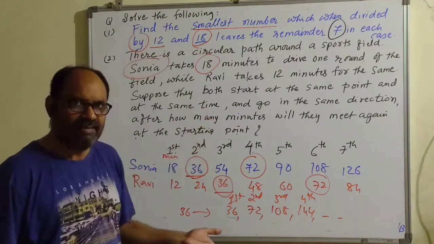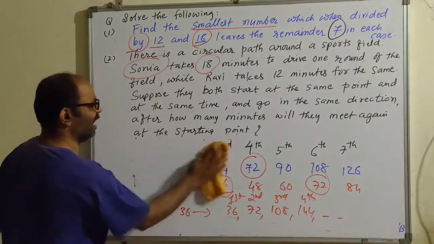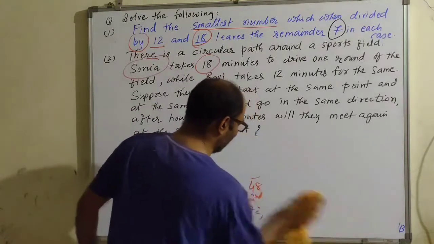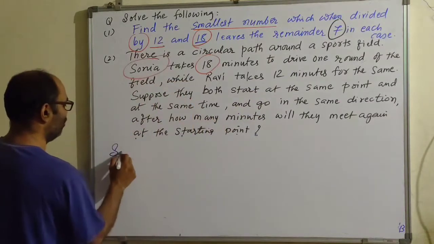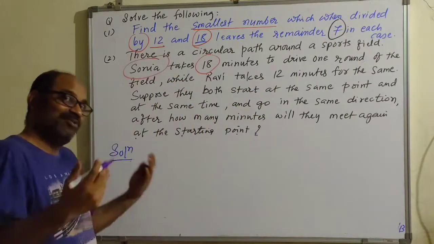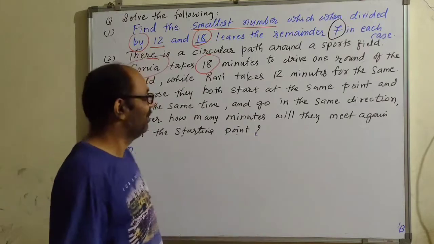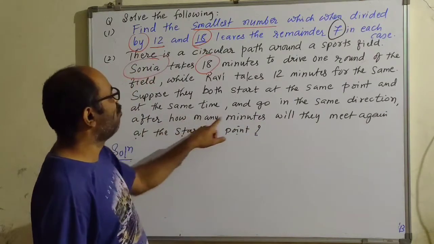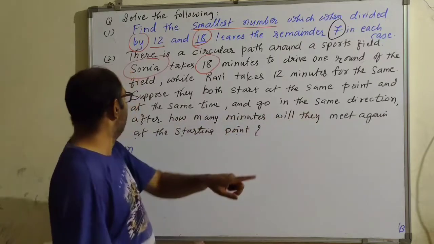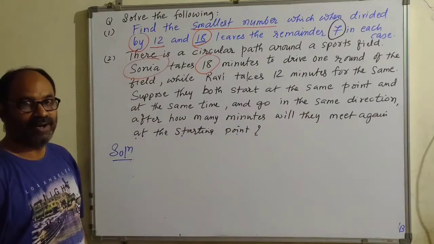But now how to write this? This is just understanding. Alright, how will you write it? You have to write it like this. Solution. Alright, now that you have understood the concept, you can write. What is the main question? After how many minutes will they meet at the starting point?